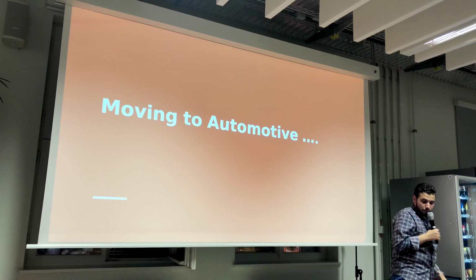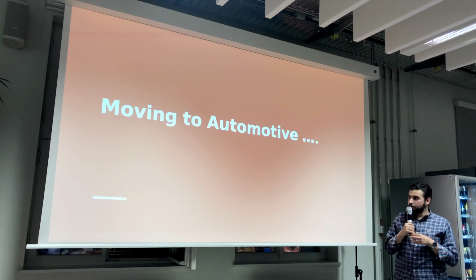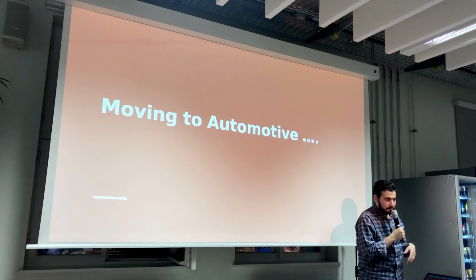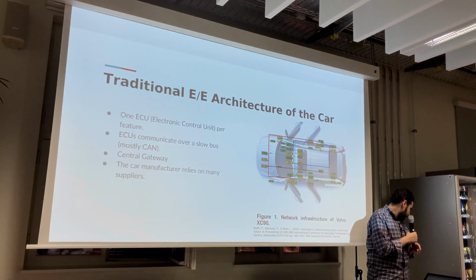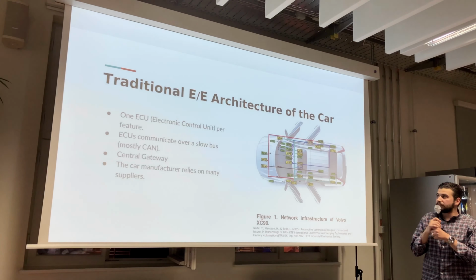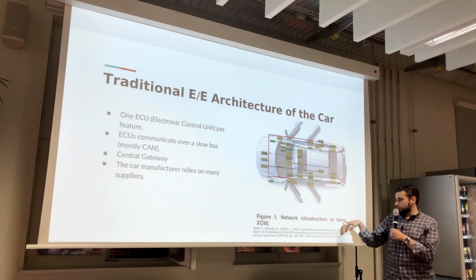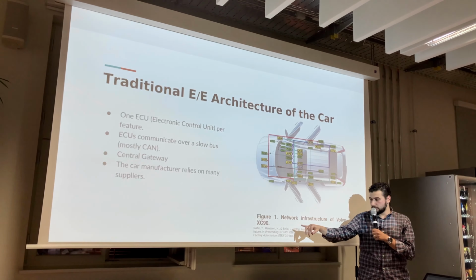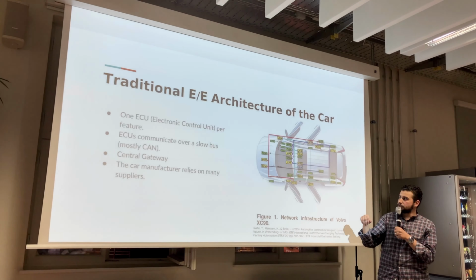Okay, now to automotive, this very slow world where every project takes many years and new technologies are adopted slowly. What is the traditional electric architecture of a car? This is one example, a Volvo XC90. It's actually a very modern car, not an ancient one.